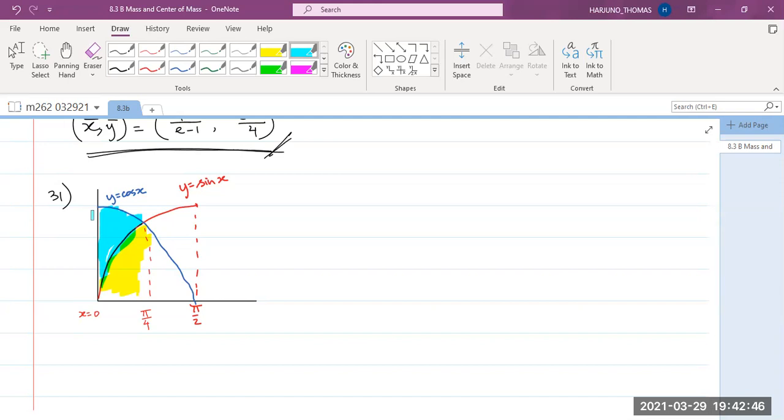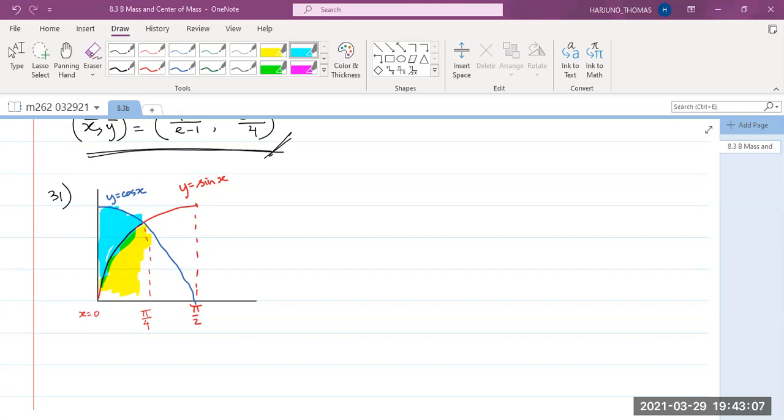You see what I mean? Is it the blue one or the yellow one? The yellow one? Now, is the yellow bounded by x equals 0 on the left-hand side? No, right? Okay, it's actually the blue one.